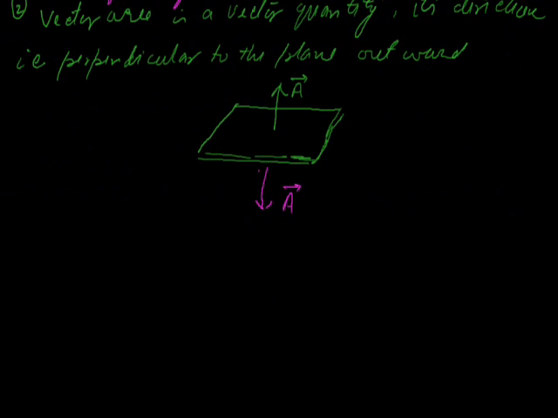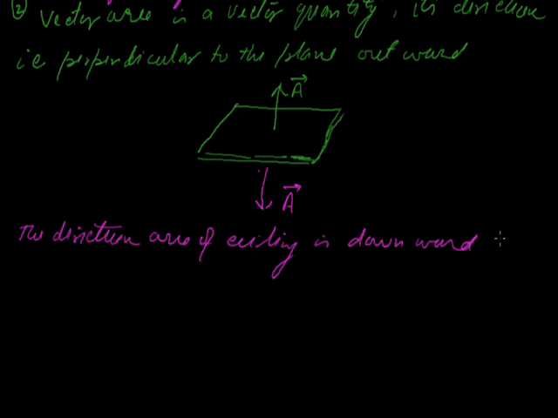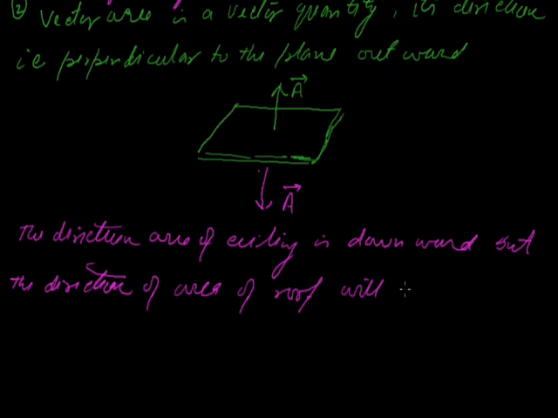Next example, the area of a ceiling. The direction of the area of the ceiling is downward, perpendicular to the plane. But the direction of the area of a roof will be perpendicular upward.